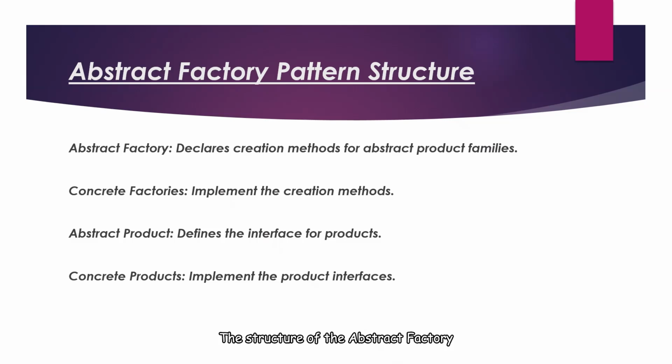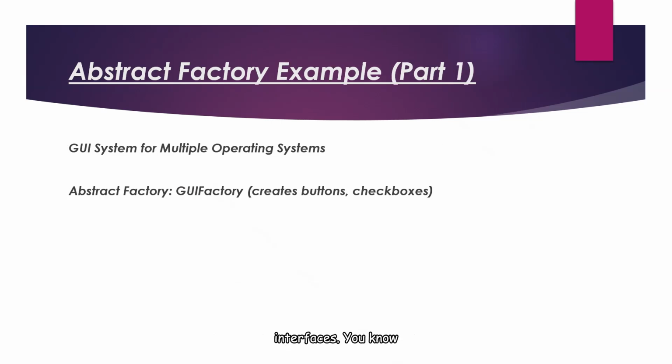The structure of the abstract factory pattern includes several key components. The abstract factory declares methods for creating families of related products. Concrete factories implement these methods to create specific families of products. Each product in the family follows a common interface which is defined by the abstract product. Concrete products implement the abstract product interfaces.